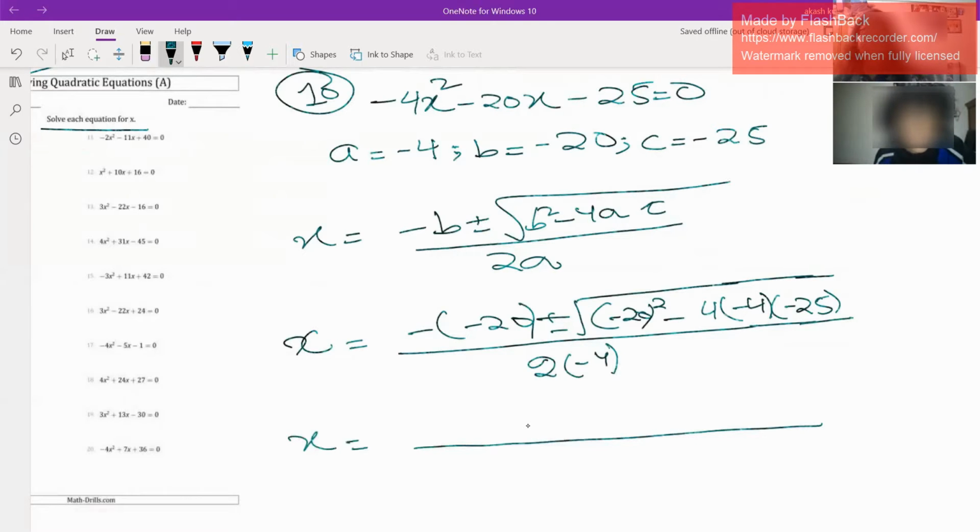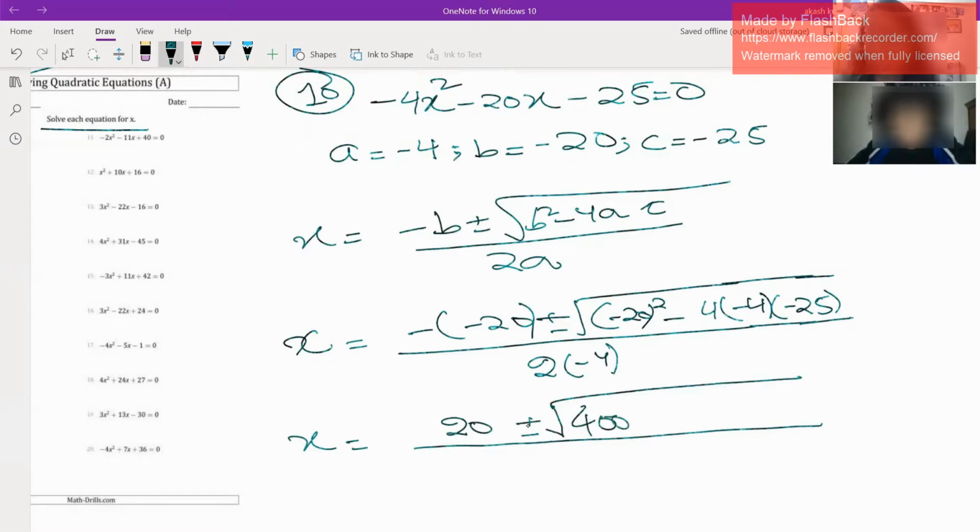Is it clear so far? Yeah. Okay. So minus minus is plus 20, plus minus. What is minus 20 square? 400. Yeah, it's 400. Minus minus plus. Okay, 4 times 4 is 16. And okay, so see, there are 3 minuses. So this minus and this minus will be plus. This minus will be left as it is. Is it clear? Yeah. Okay.